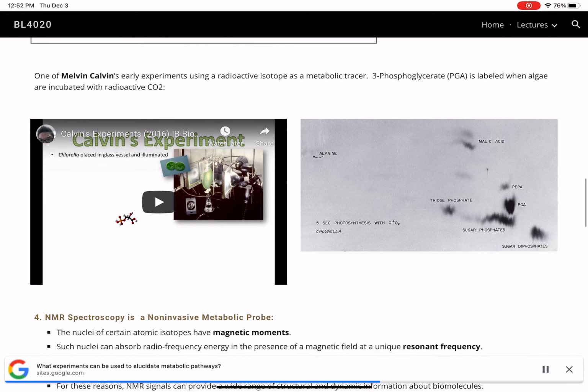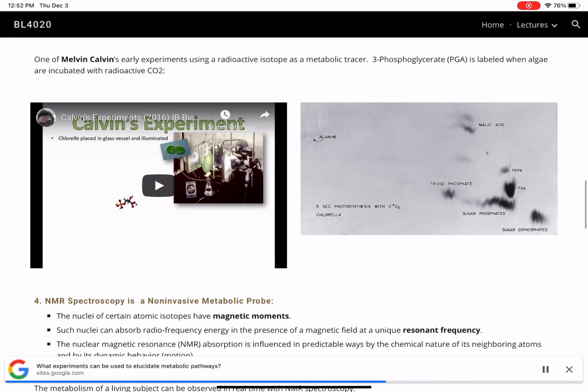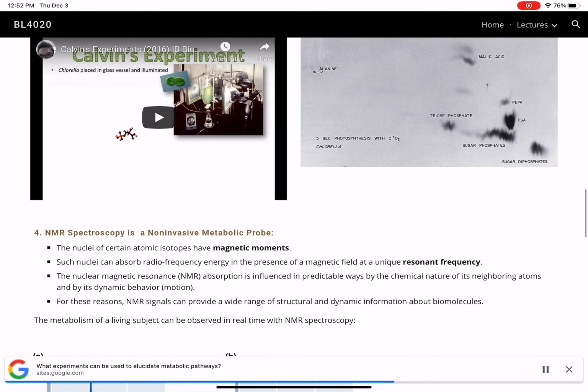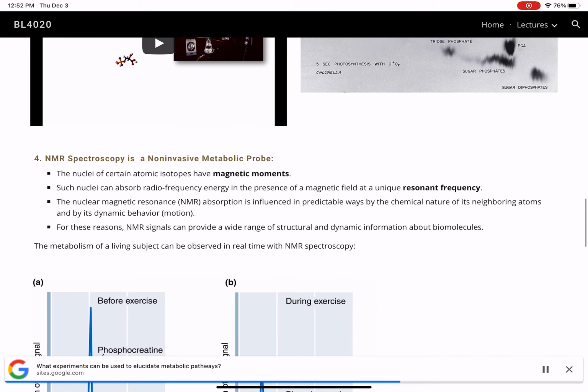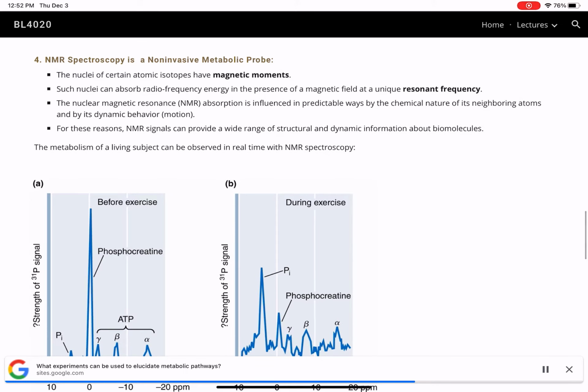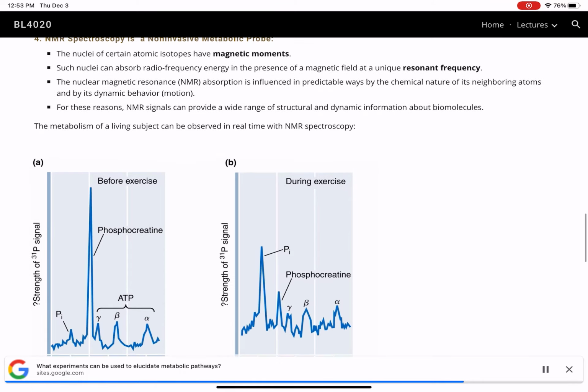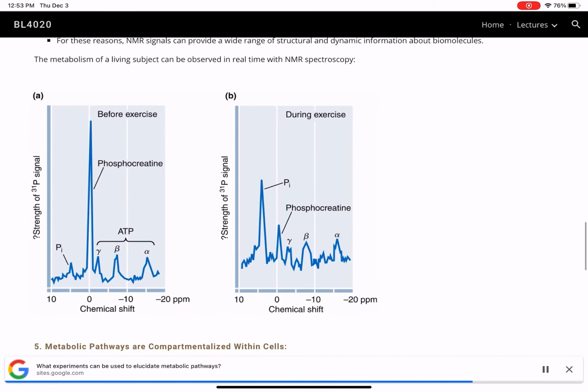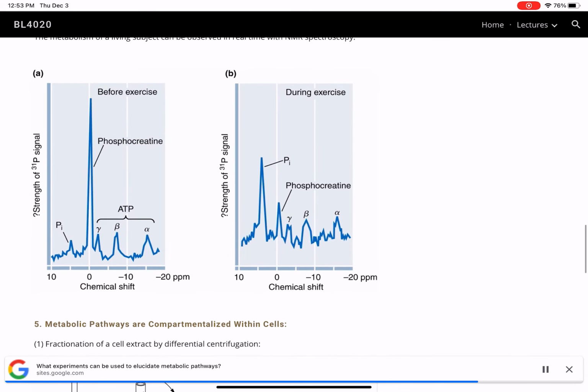4. NMR spectroscopy is a non-invasive metabolic probe. The nuclei of certain atomic isotopes have magnetic moments. Such nuclei can absorb radio frequency energy in the presence of a magnetic field at a unique resonant frequency. The nuclear magnetic resonance, NMR, absorption is influenced in predictable ways by the chemical nature of its neighboring atoms and by its dynamic behavior, motion. For these reasons, NMR signals can provide a wide range of structural and dynamic information about biomolecules. The metabolism of a living subject can be observed in real time with NMR spectroscopy.